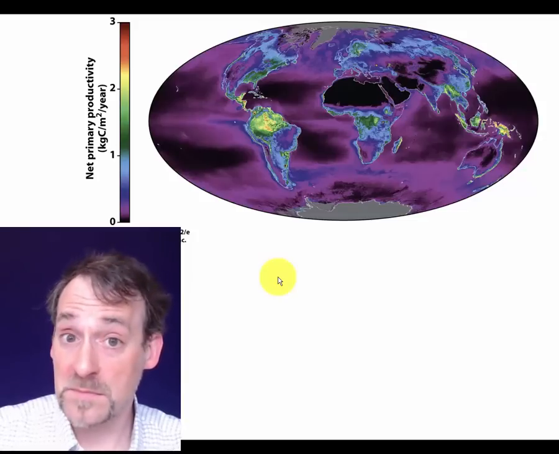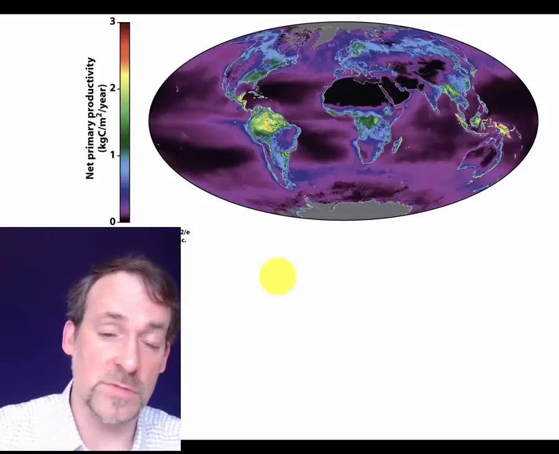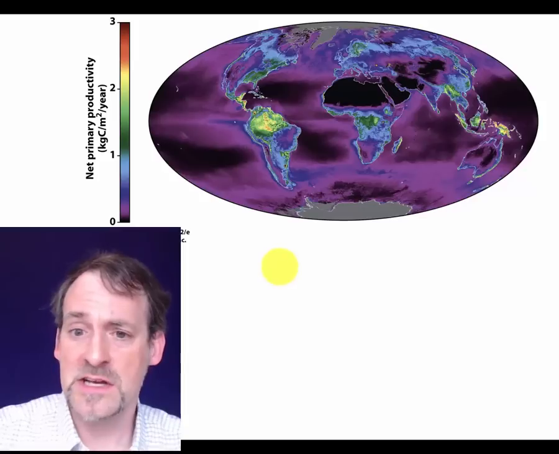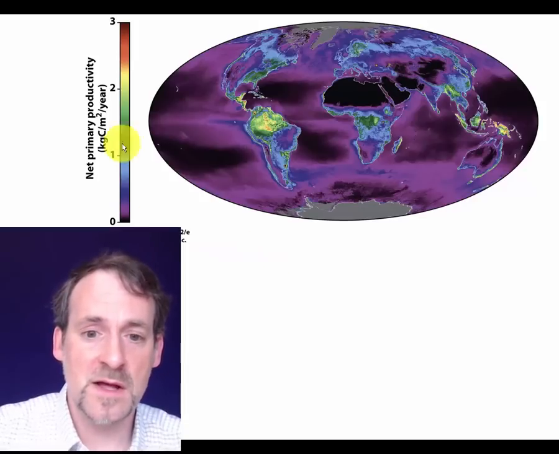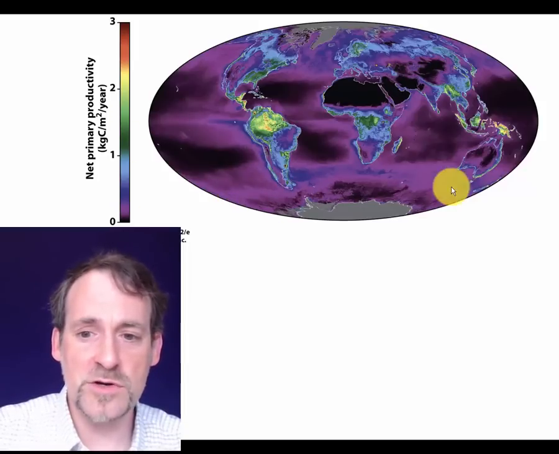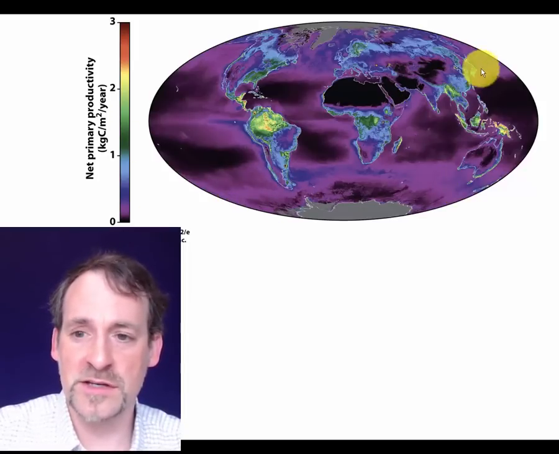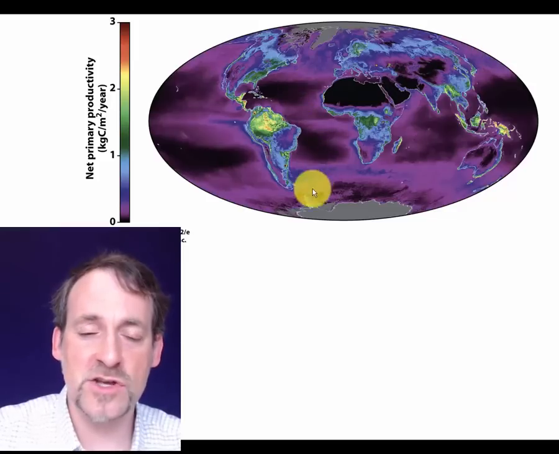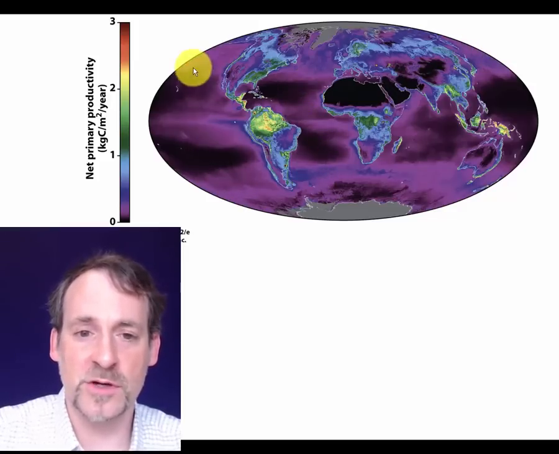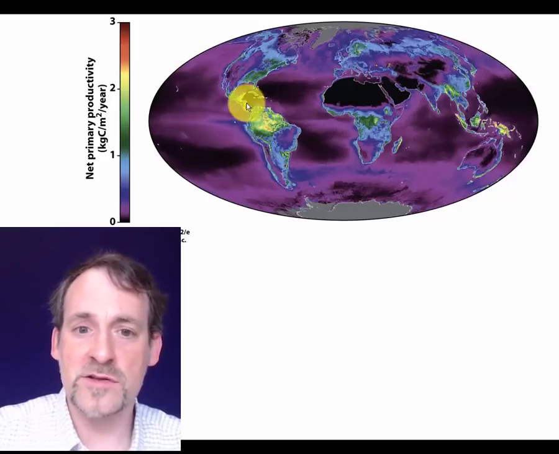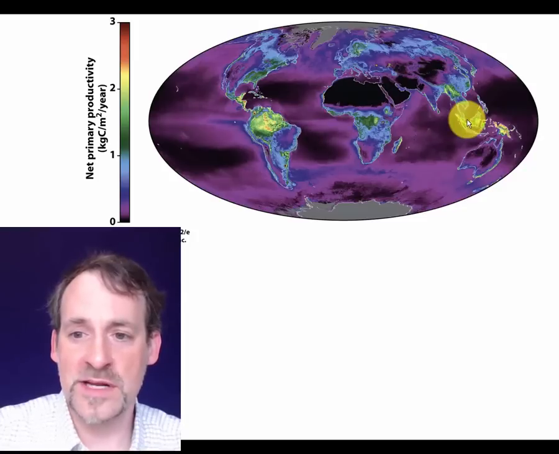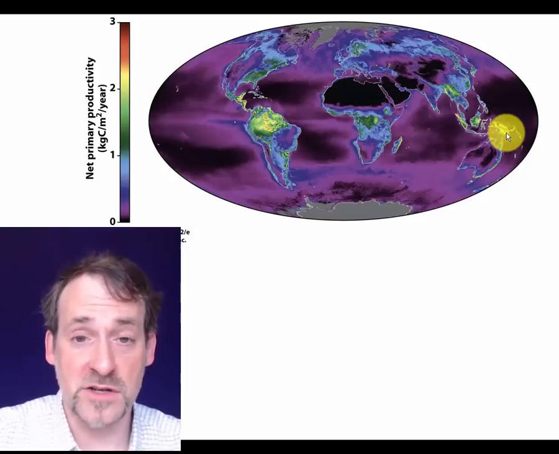If you were to look at a map of primary productivity, this is what you would see. Even though the oceans don't produce much on a square meter basis, there's so much ocean that they end up contributing quite a lot. Here's where you can see the areas of rainforest, and these are the hot spots of biomass production on this planet.